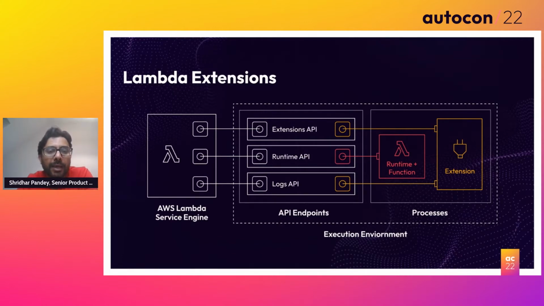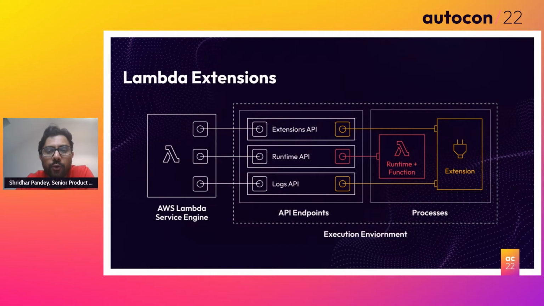The platform initiates and initializes the execution environment, and manages its lifecycle. The execution environment communicates with the platform via some APIs. One of them is the runtime API, and with extensions we launched some additional APIs. But before we get into those APIs, let's look at what exactly I mean by that. As you can see, in the pre-extensions world, the runtime and the function code would communicate with the platform using the runtime API.